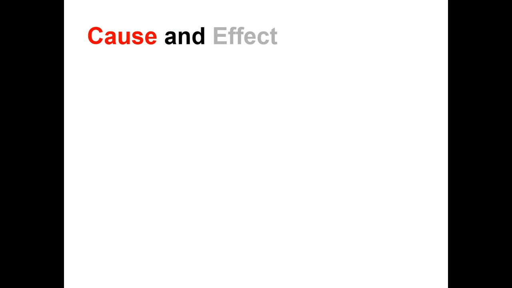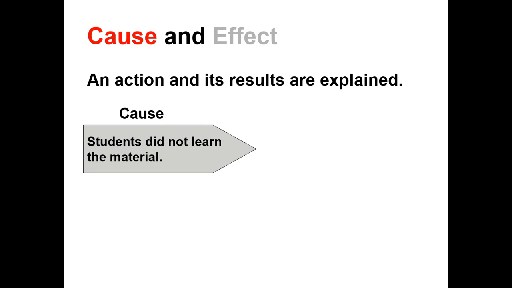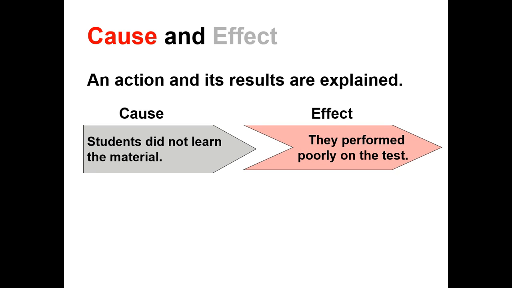Now, this one often gets confused with another. Cause and effect. Something has to happen first for another thing to happen. So an action and its results are explained. For example, the cause: the student did not learn their material. And the effect, or the result, is they performed poorly on the test.